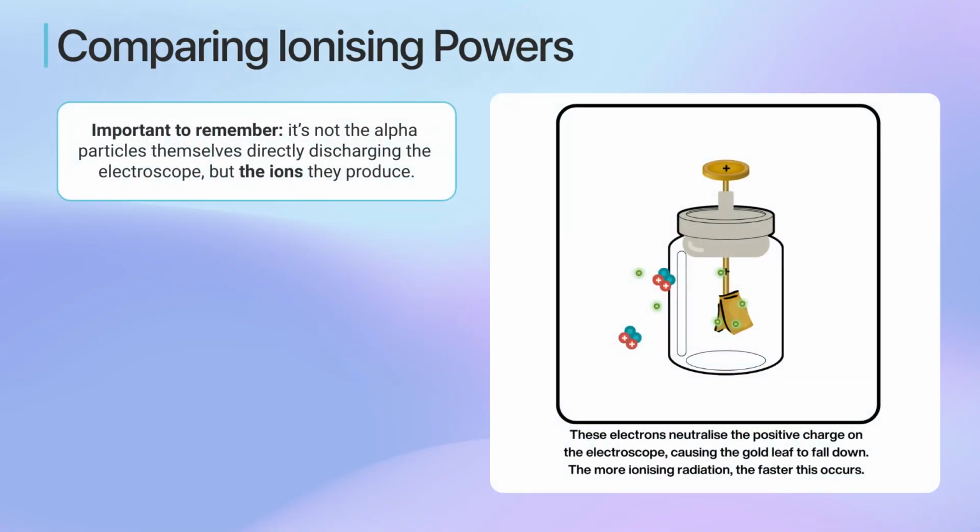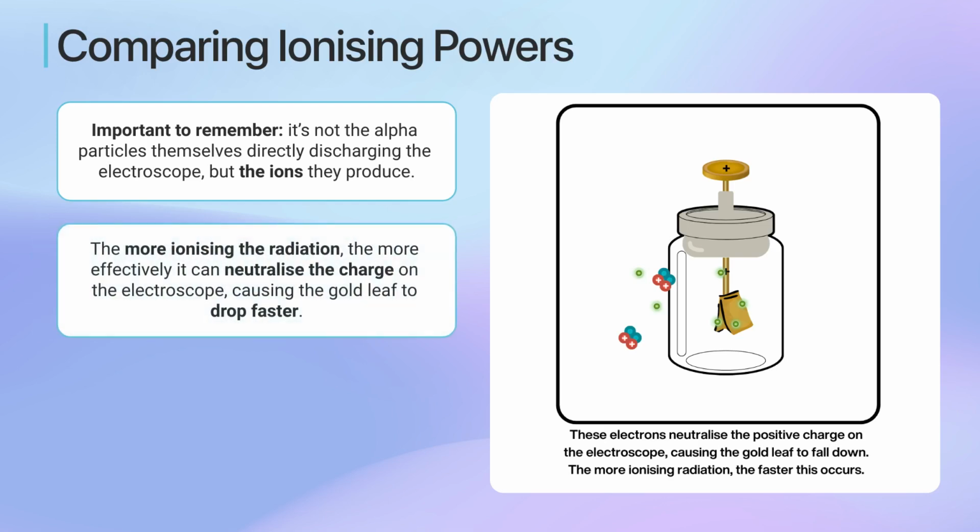It's essential to understand that it's not the alpha particles themselves directly discharging the electroscope, but rather the ions they produce in the surrounding air. The ionization process neutralizes the electroscope's charge, causing the observable collapse of the gold leaf. This process visually demonstrates the ionizing power of radiation. The more ionizing the radiation, the more effectively it can neutralize the charge on the electroscope, causing the gold leaf to drop faster.